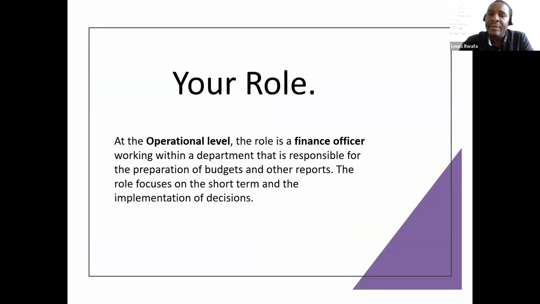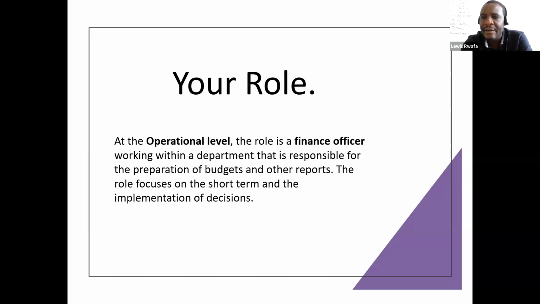What it means is that you are working within the finance department, responsible for preparation of budgets and other reports. Straight away from that role, it tells you what your responsibility is. Budgets are straight away mentioned, so it makes sense for you to know budgeting. And other reports, then you need to know what other reports are prepared by the finance officer within an organization. Forget about Halfpenny. Think of the role of a finance officer in the company that you work for.